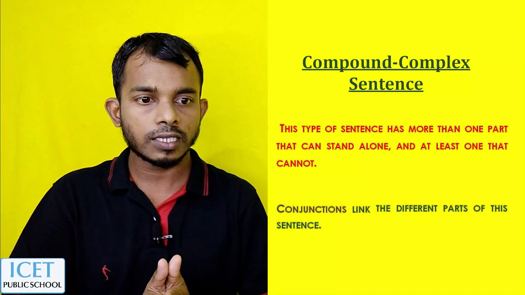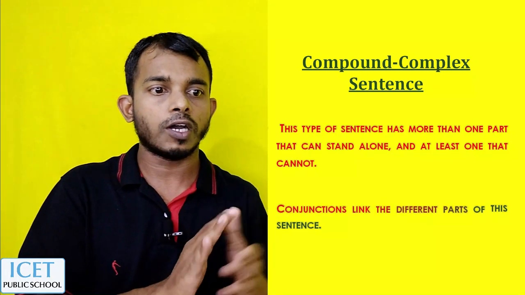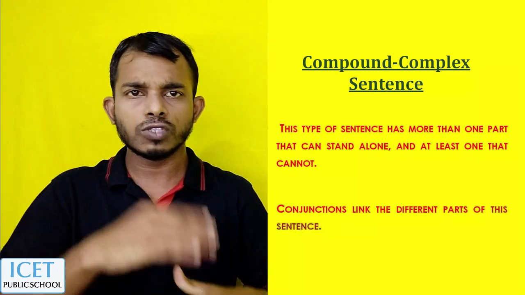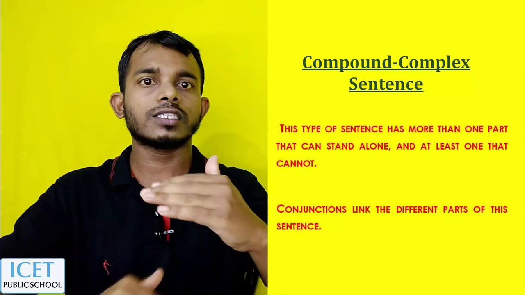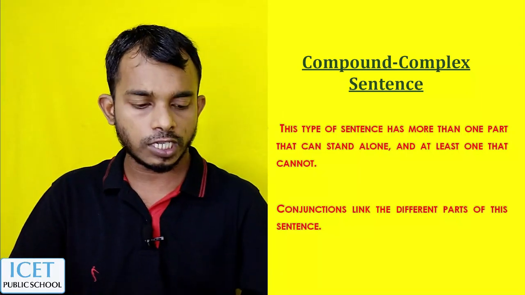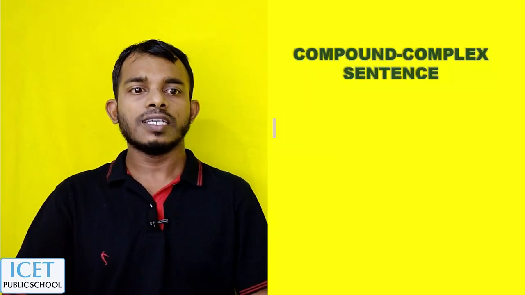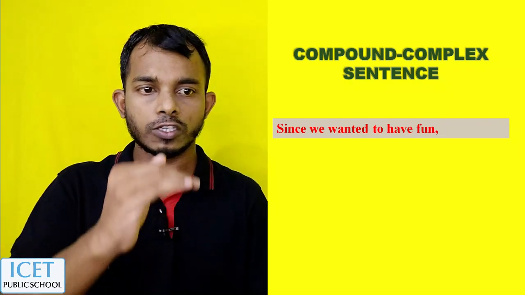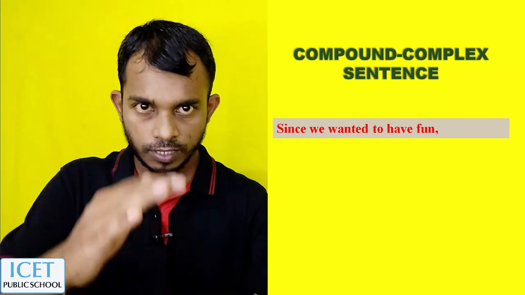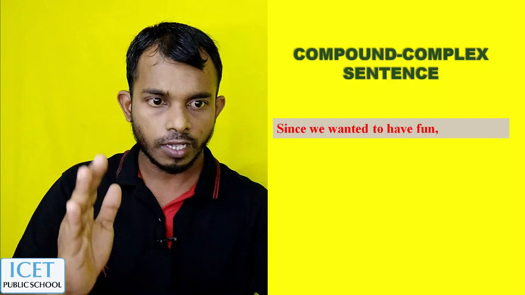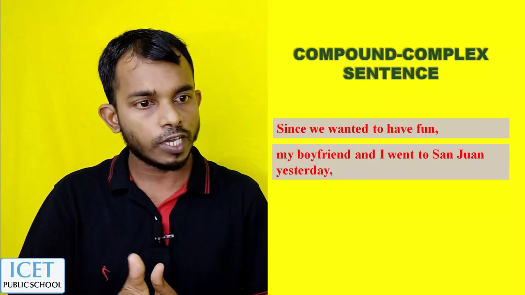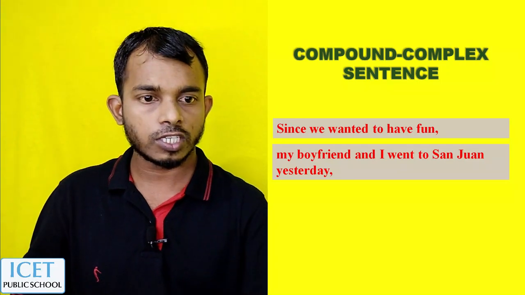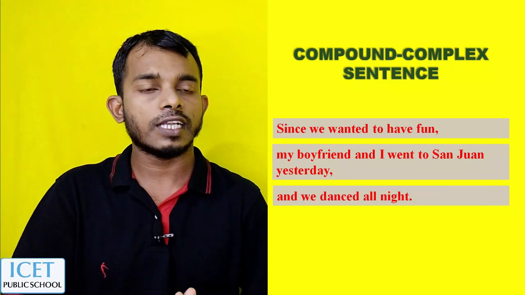Conjunctions link the different parts of the sentences. Using different conjunctions, all the clauses can be linked. I will make an example. Since we wanted to have fun, the sentence is continuing, not a full stop, okay? My boyfriend and I went to St. John yesterday and we danced all night.